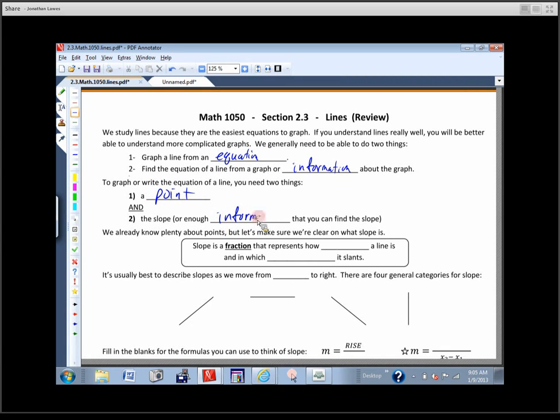So they might give us two points so that we can find the slope, or they might give us another line and say, make your line parallel to this one or perpendicular to this one or something like that. So you have to have a point and you've got to have a slope, or they've got to give you enough information to figure out what the slope is. So let's make sure that we're all clear on what slope is.